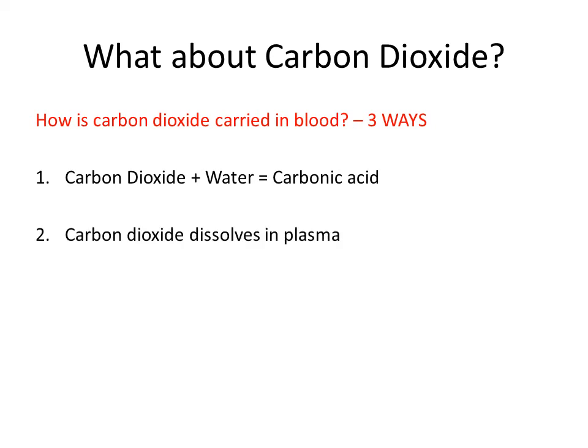Carbon dioxide also dissolves in the plasma itself. So in the plasma you will have carbonic acid and carbon dioxide. And finally, carbon dioxide can also be carried by hemoglobin. By these three ways your blood can carry carbon dioxide. But what does it do with it? Oh, by the way, most of the carbon dioxide is carried as carbonic acid.